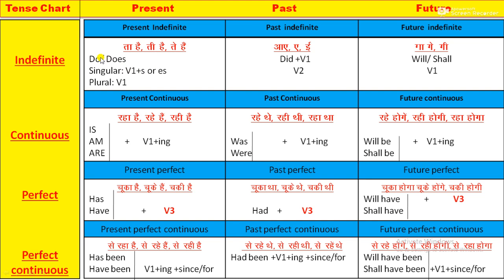You will learn the identity of present indefinite tense: ta hai, te hai, ti hai. Then the identity of past indefinite tense: a, e, and the identity of future indefinite tense: ga, ge, gi. Then continuous: रहा है, रहे हैं, रही है, and past continuous: रहे थे, रही थी, रहा था. So students, it's very simple to learn the identity as well. I tell you the trick: in all present we use hai, in all past we use tha, and in all future we use ga.